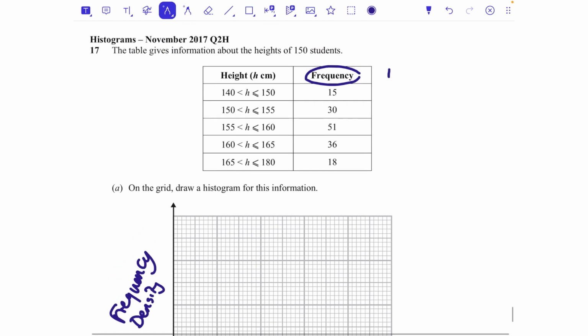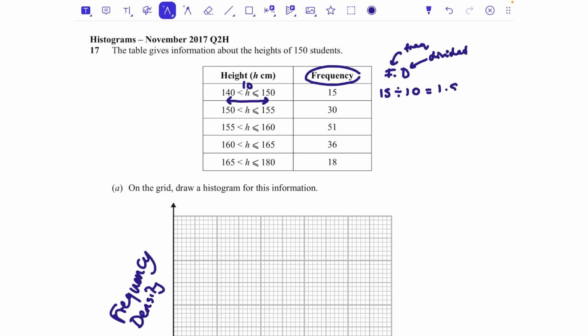Now, frequency density, I'm just going to put FD up here, is the frequency divided by how wide this category is. So I always remember it by thinking it's frequency divided. And you're going to divide it by how wide the category is. That's called the class width. In this case, to get from 140 to 150, that is 10. So we're going to do 15 divided by 10, and that is 1.5. 30 is going to be divided by 5, and that is 6. 51 is going to be divided by 5, and that is 10.2.